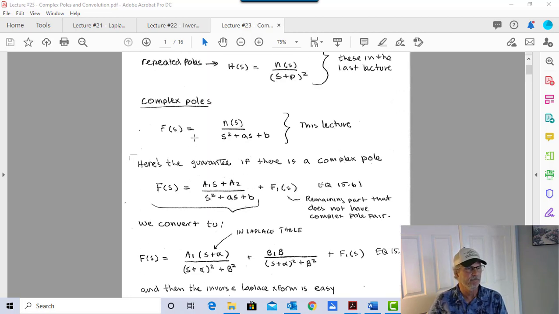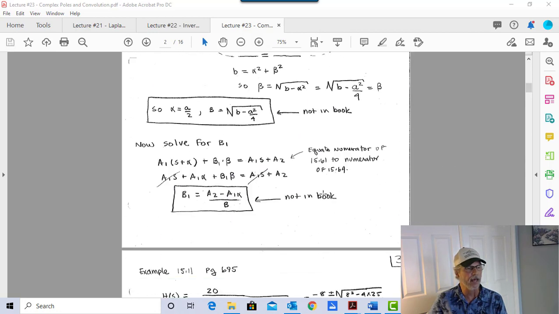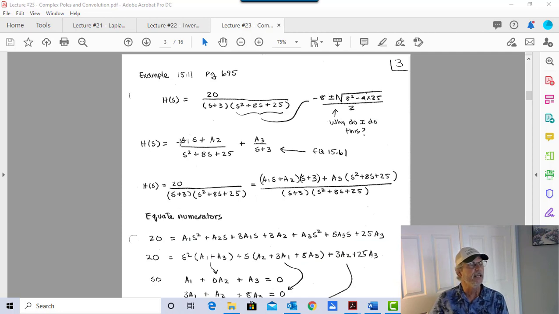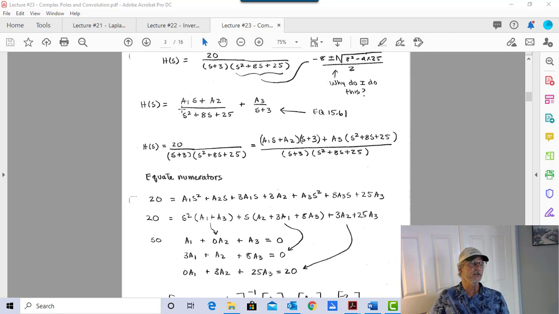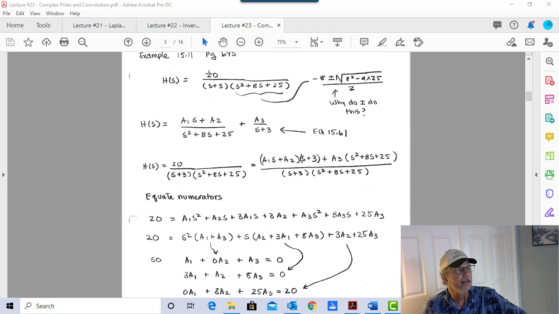Here's the guarantee. If I can represent it like this, it's going to be a1s plus a2 over my quadratic plus the remaining part that does not have the complex pole pair. Let's make sure we see where that goes in here. So here is my complex part, and look, here's my a3 over s plus 3. And here I use my guarantee for my simple poles. So given this equation here, I'm going to just equate this equation and this equation.